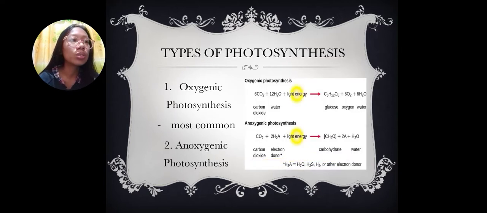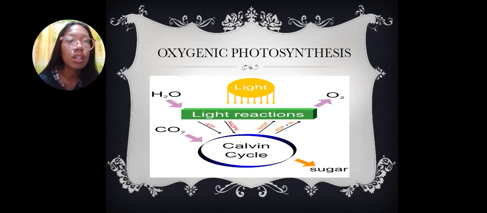So there are two types of photosynthetic processes, which are oxygenic photosynthesis and anoxygenic photosynthesis. The general principle of anoxygenic and oxygenic photosynthesis is very similar, but oxygenic photosynthesis is the most common and is seen in plants, algae, and cyanobacteria. Let us tackle a little bit deeper oxygenic photosynthesis, which is the common one. So this picture shows oxygenic photosynthesis.